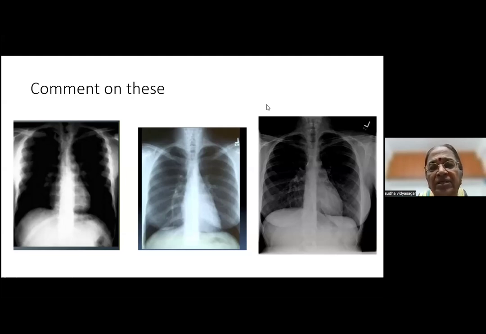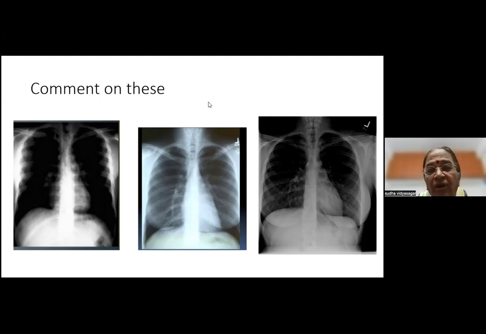Okay. Somebody said underexposed, normal, overexposed. It's the exposure that is a problem, correct? What about the penetration? How much should be the normal penetration when you see an X-ray? Okay, somebody says C is right. Do you agree that C is right?